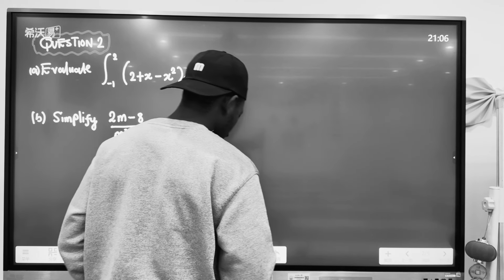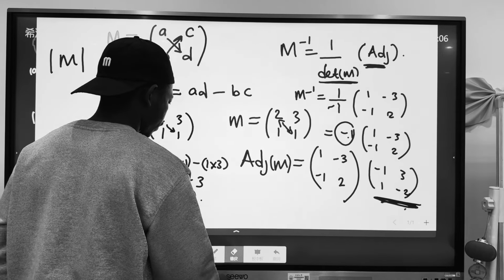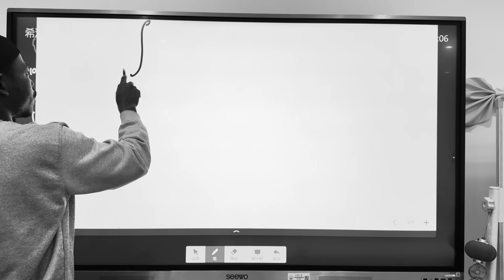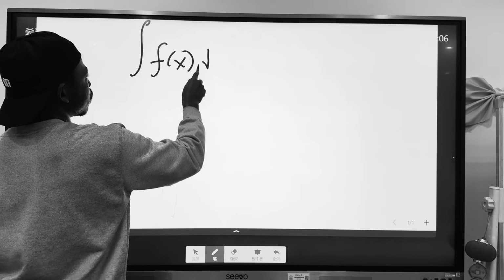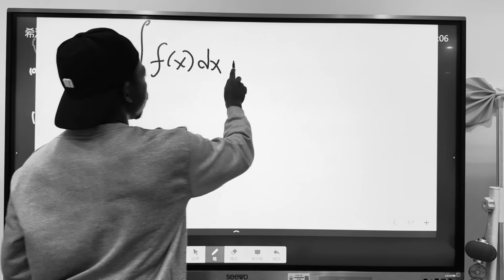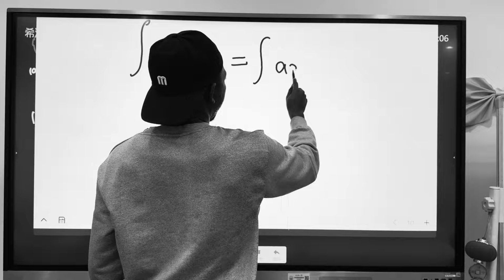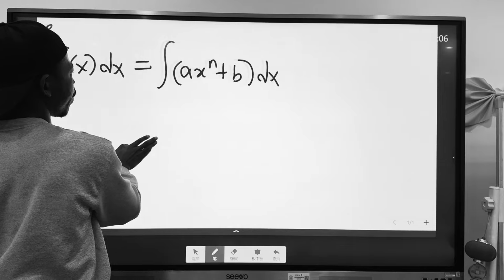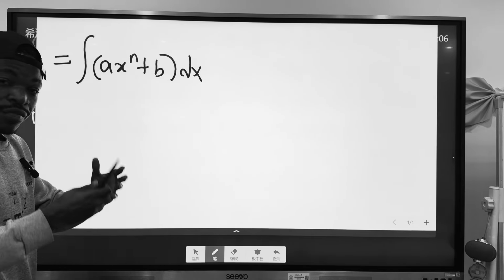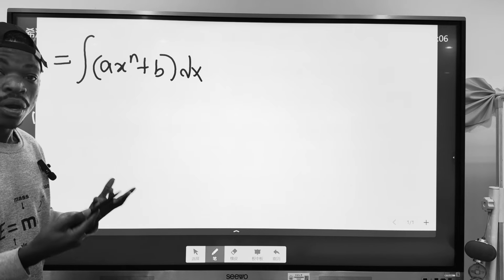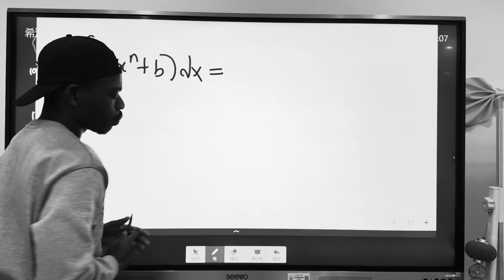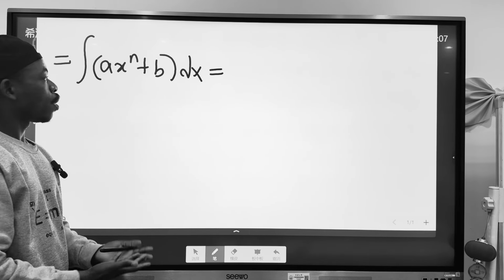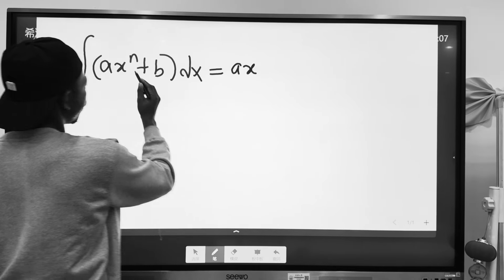So every time we have a function, let's say we want to integrate f of x dx, but this function f of x has the form ax^n plus b. What are we supposed to do if we want to integrate this? Every time you want to integrate this, I want you to use something called the power rule of integration. According to this rule, to integrate a function of this form is super easy. All you need to do is increase the power by 1.